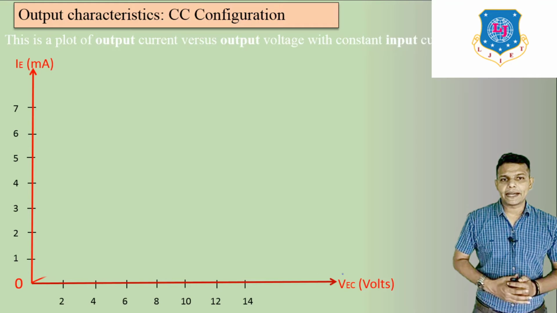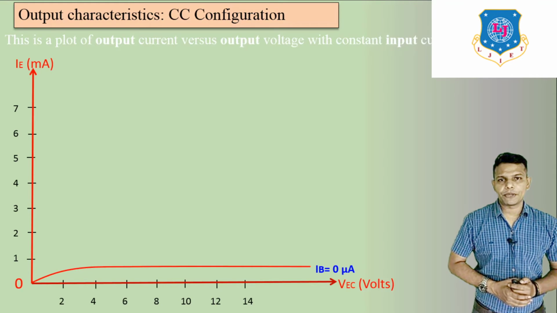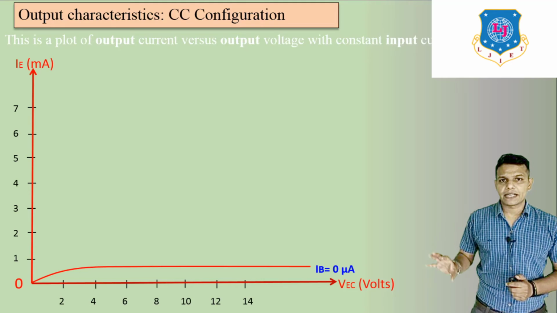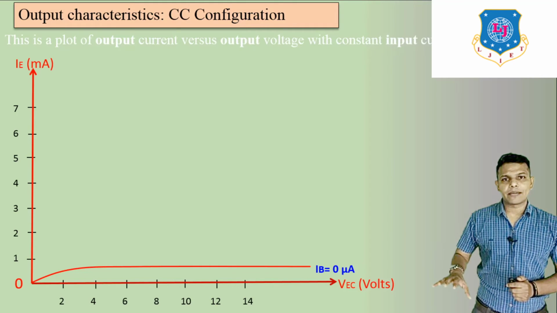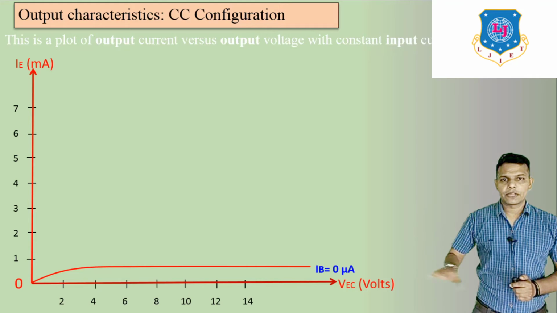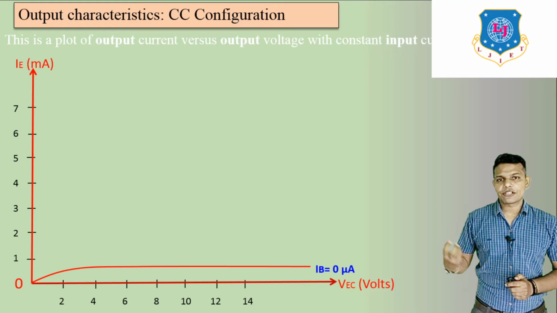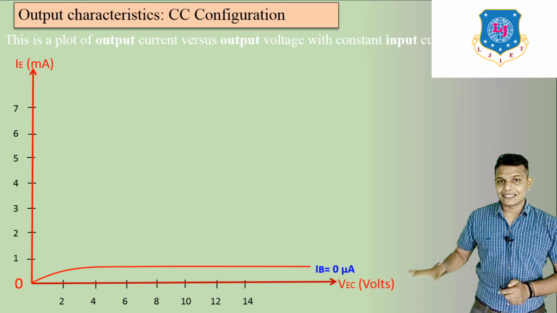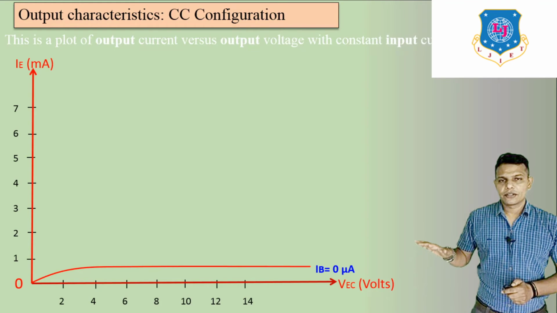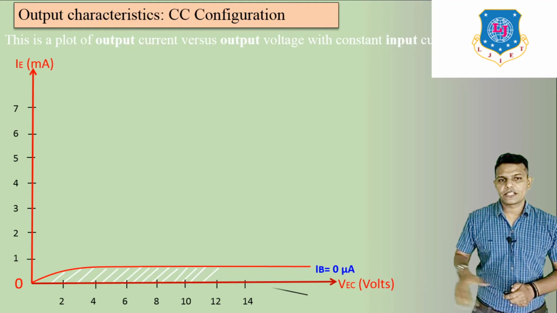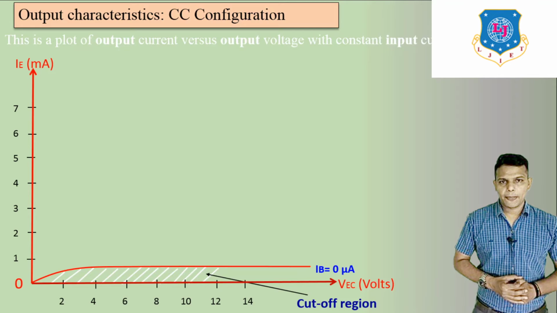First, if I apply IB equal to 0 microampere, IB is your input current. If your input current, or we can say base current, is equal to 0 microampere, at this time your output IE is also 0, and then your IC is equal to the reverse saturation current. So this region is known as the cutoff region. Here you can see the highlighted area is known as the cutoff region.